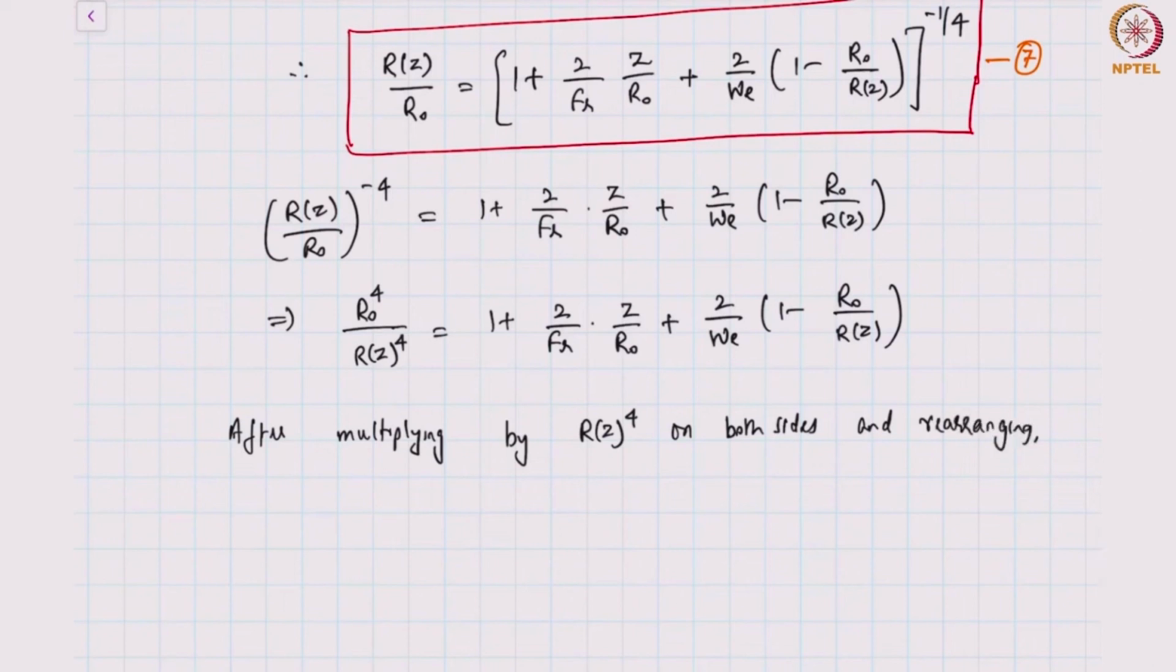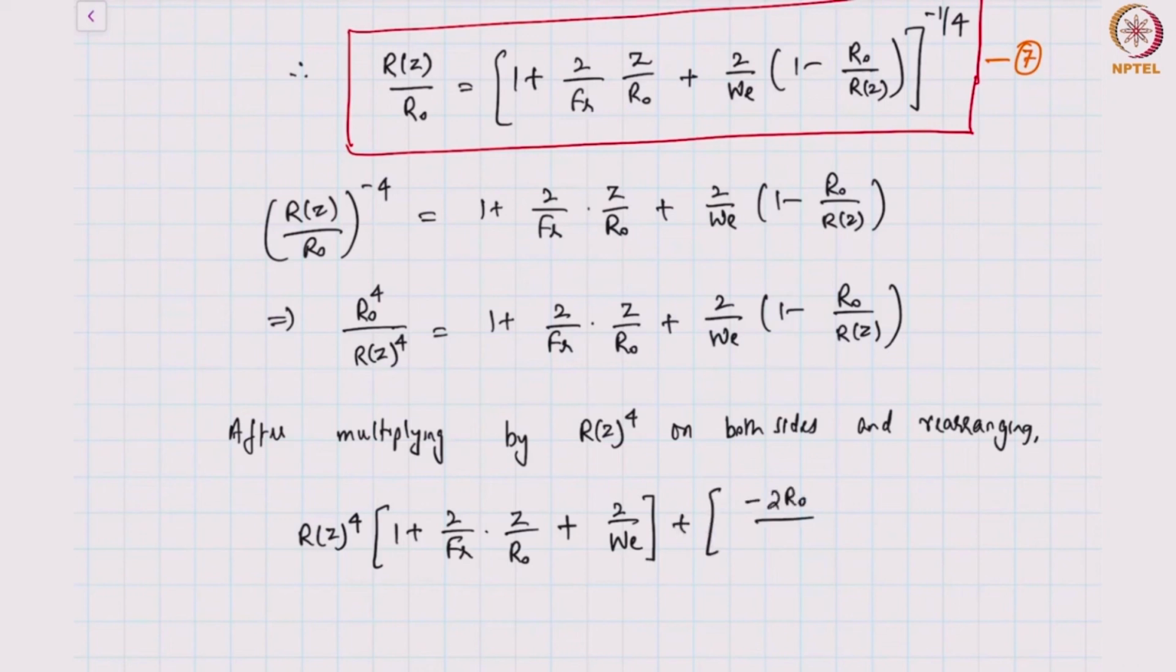We get an expression of the form r of z power 4 multiplied by 1 plus 2 by Froude number z by r naught plus 2 by Weber number. This is the first term, fourth power. Then I have a cubic term which is minus 2 r naught by Weber number, which is r of z cube, and then I have r naught power 4 is equal to 0.